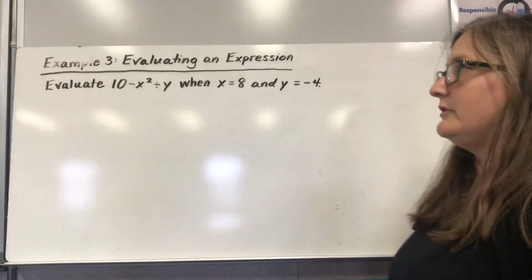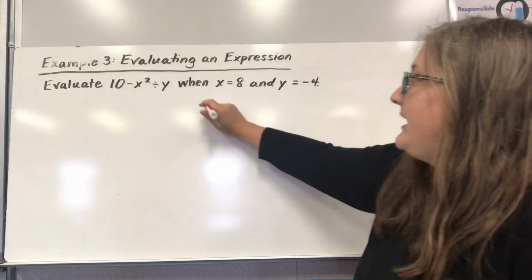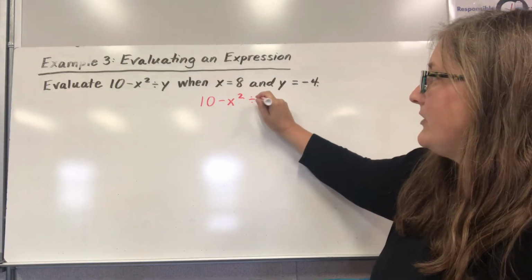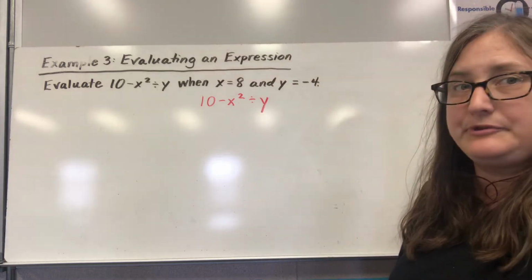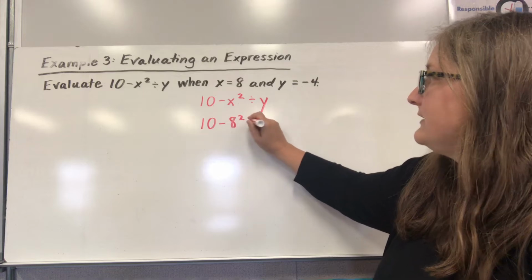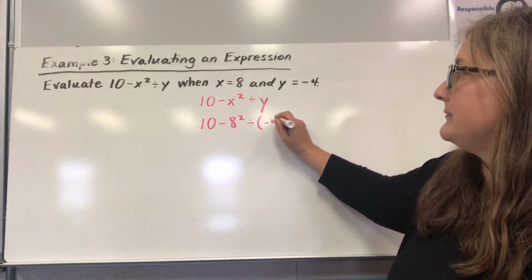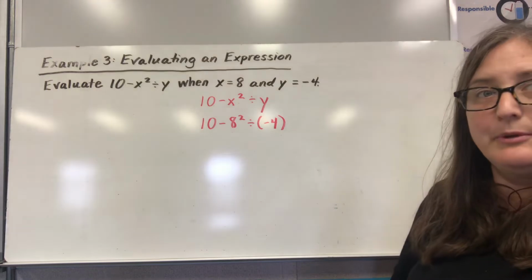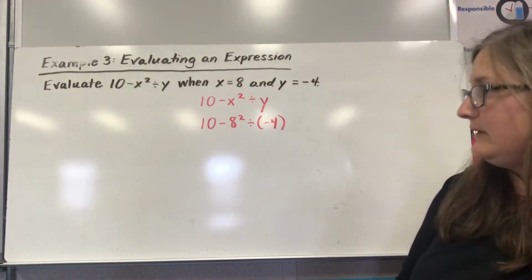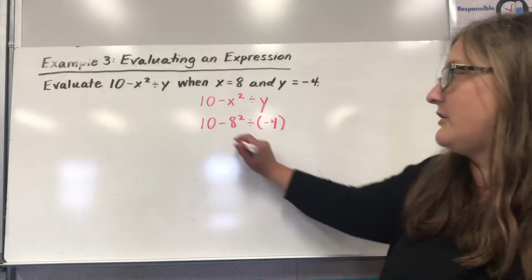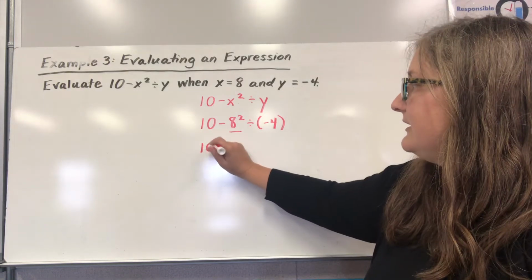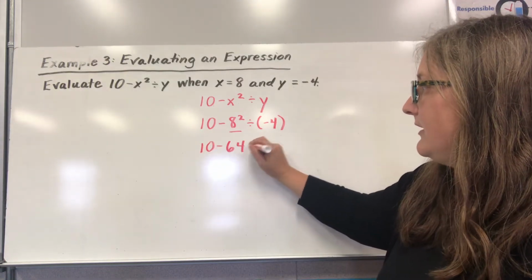Here we're being asked to evaluate the expression 10 minus x squared divided by y. In place of x, we're going to substitute 8. And in place of y, we're going to substitute negative 4. So whenever we have a problem with multiple operations, we need to make sure we're following order of operations. So the first thing we're going to do here is our exponent. 8 squared. 8 times 8 gives us 64.